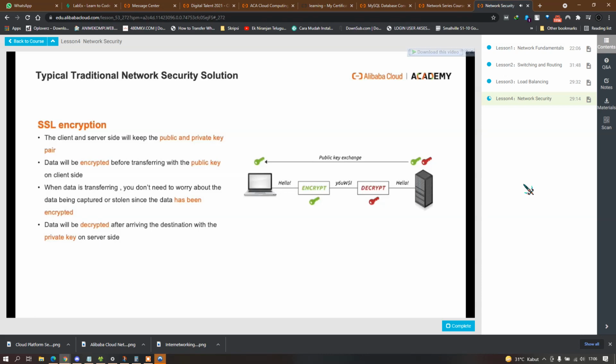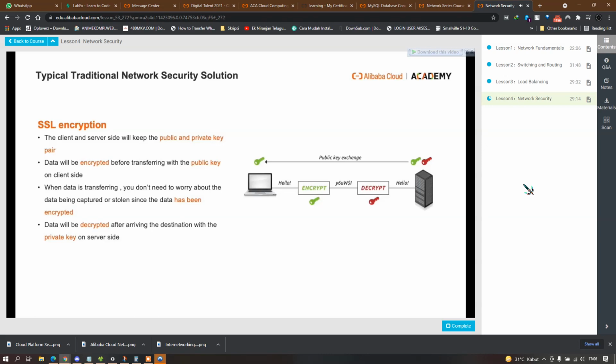And then when the data is transferring, you don't have to worry that it may be captured by some bad guys or stolen, since the data has been encrypted by the public key. Even if somebody has captured your data, they cannot get the information inside, because it was encrypted. After the data has arrived at the destination, it will be decrypted with the private key kept on the server side.